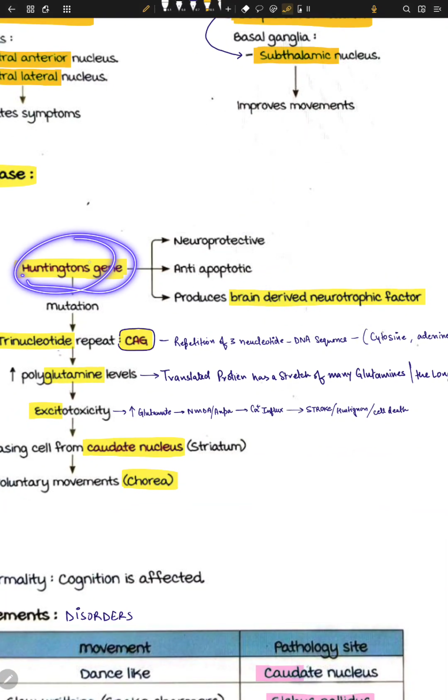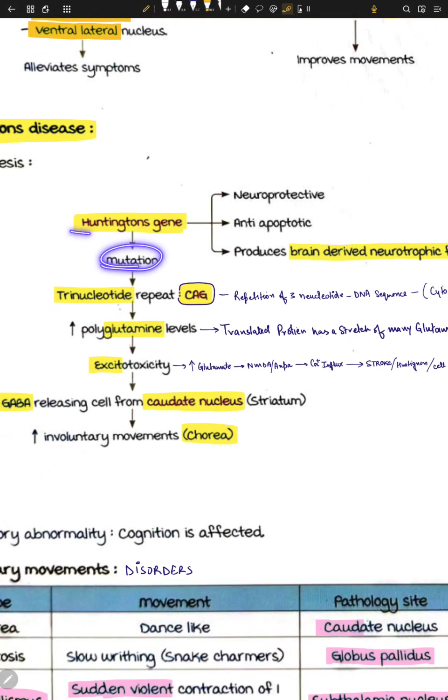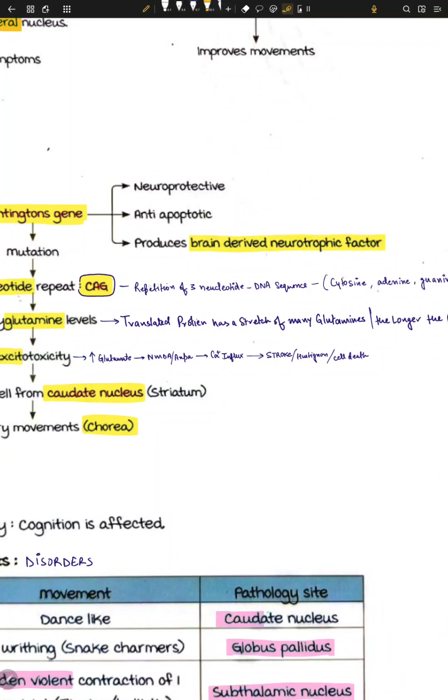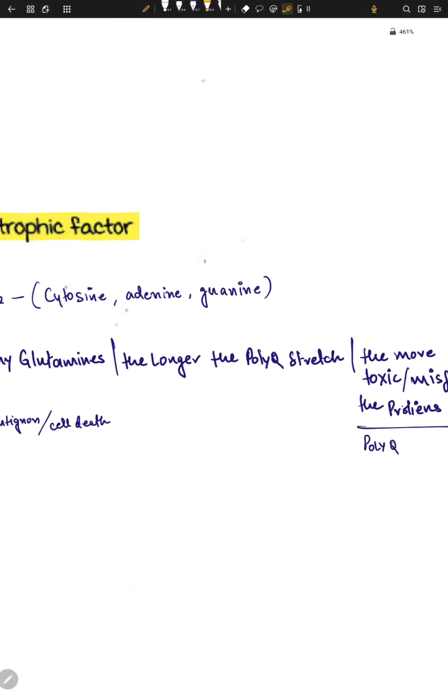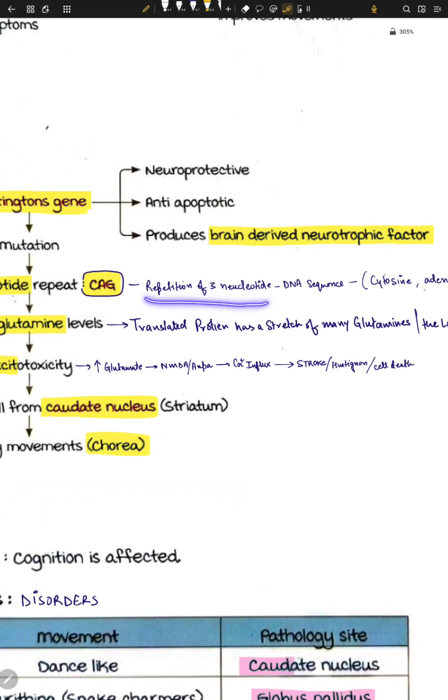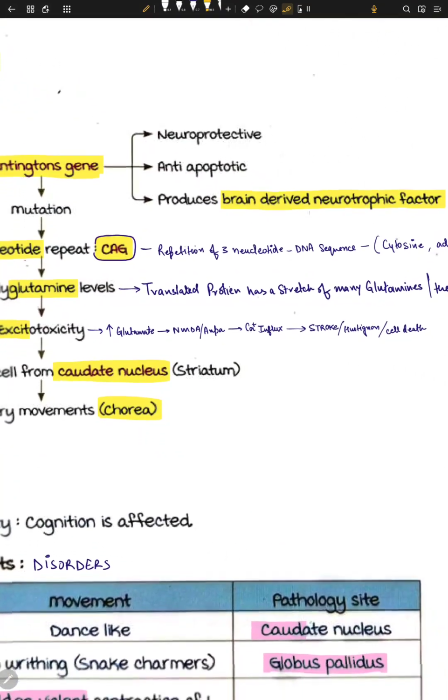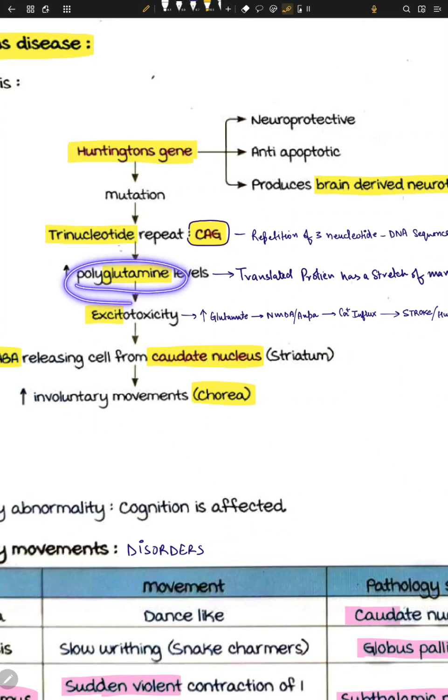So if this is messed up, what happens is that mutation of the Huntington gene happens, and then you have something called a trinucleotide repeat. It looks very complex, but it's not. It gives us something called CAG. What is CAG? It is a repetition of a 3-nucleotide DNA sequence: cytosine, adenine, guanine. The repetition of 3 nucleotides leads to increased polyglutamine levels.